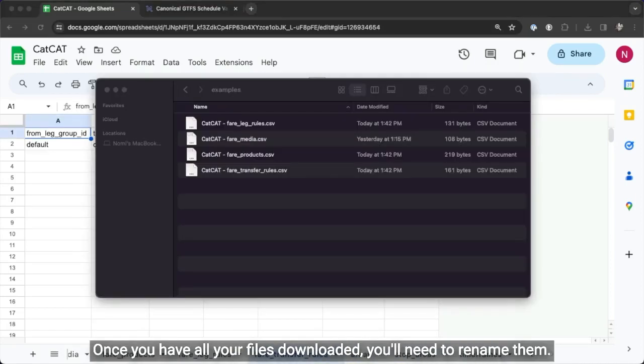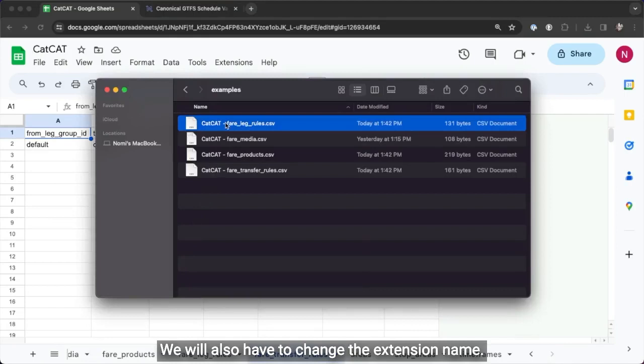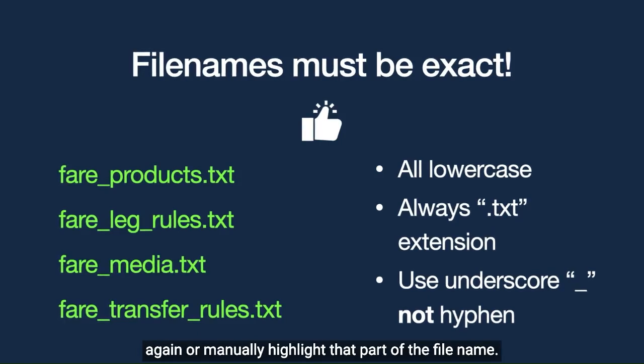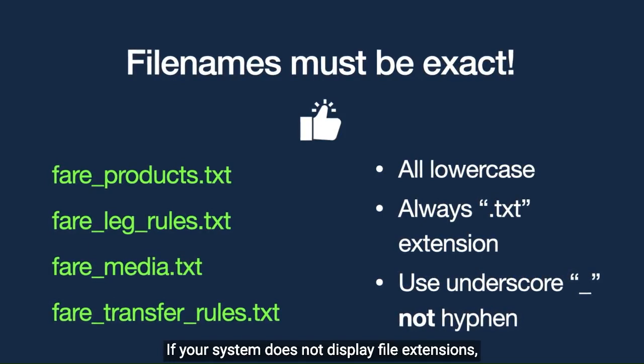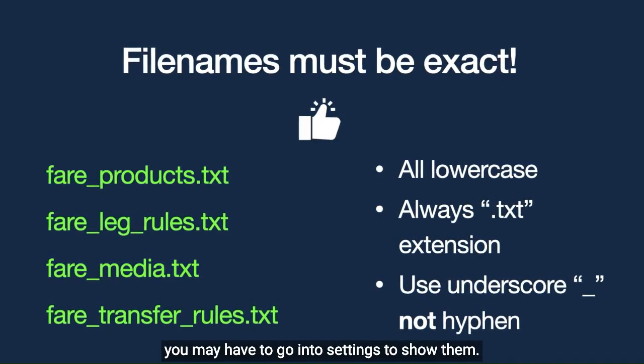Once you have all your files downloaded, you'll need to rename them. File names have to be exact. We will also have to change the extension name. Your computer may ask if you're sure you want to change the file extension from .csv to .txt, or you may have to click again or manually highlight that part of the file name. If your system does not display file extensions, you may have to go into Settings to show them.